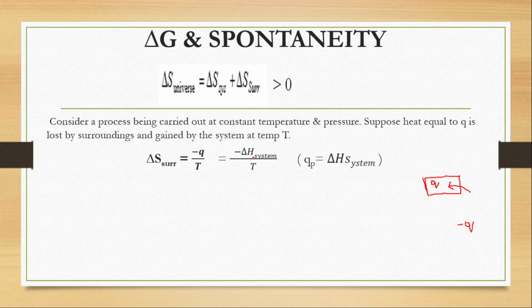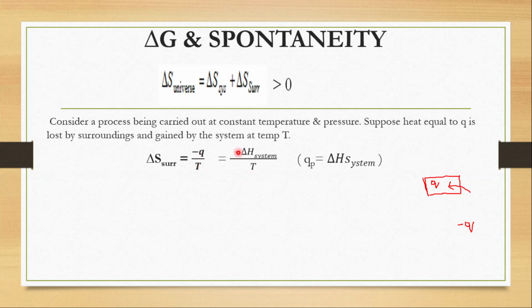Clear? So let us check the formula. Delta S surrounding is equal to minus Q by T. Why minus? Because heat is lost by the surrounding. The system is gaining heat, and the surrounding is losing. That's why it is minus Q by T.